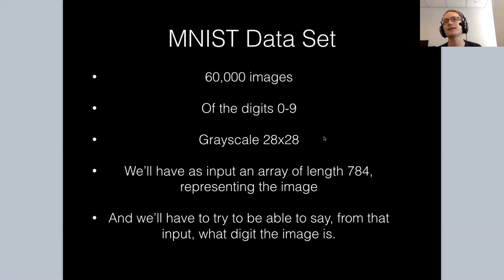So what is this MNIST data set? There are 60,000 images of the digits 0 through 9, grayscale 28 by 28, which we will have as input as an array of length 784 representing the image. So each element in the array represents a single pixel from the image. If the pixel is white, it's like a 1. If the pixel is black, it's like a 0. If it's grayscale, it's like 0.5, and so on and so forth. And our goal is to say, from this input of a 784 length array, what digit the image is, whether it's a 0, a 1, or so on and so forth.